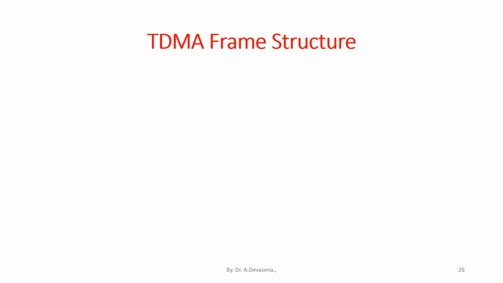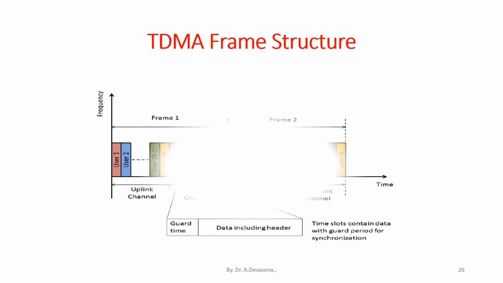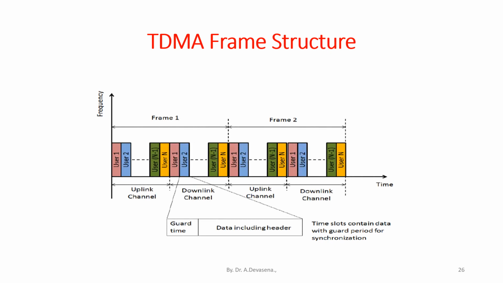See the TDMA frame structure. A frame comprises of uplink channel as well as the downlink channel, and this is indicated here. The frame comprises of so many time slots. Each time slot is allotted to a particular user. The time slots contain data with guard period for synchronization. This is represented here.